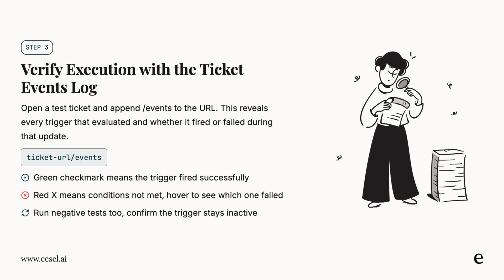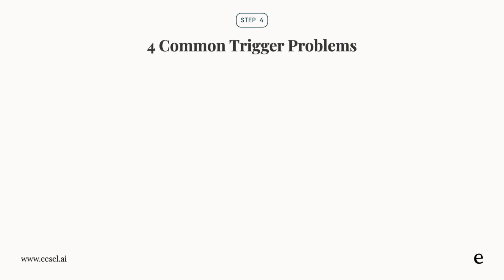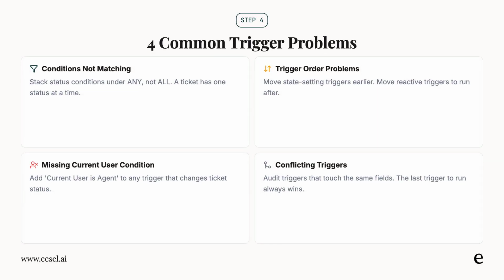A green checkmark means it fired. A red X means conditions were not met. The events log shows the exact condition that blocked your trigger. Hover over the red X and Zendesk tells you specifically which condition failed, so you are not guessing what went wrong.